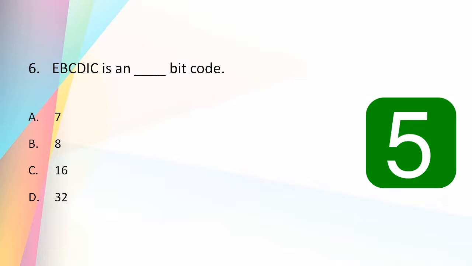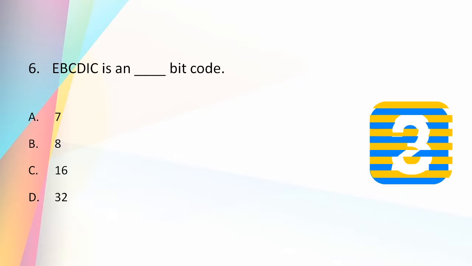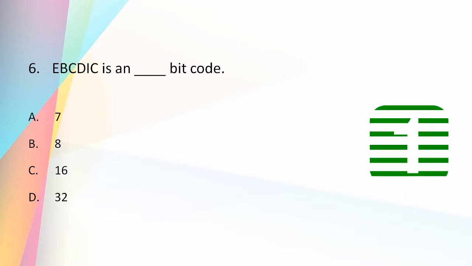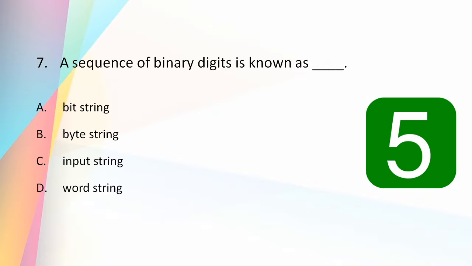EBCDIC is a dash bit code: 7, 8, 16, 32. And here you go. Yes, you guessed it right. Because from the previous question itself, it was clear that EBCDIC is an 8-bit code mainly used in IBM devices in the 1950s and 1960s.